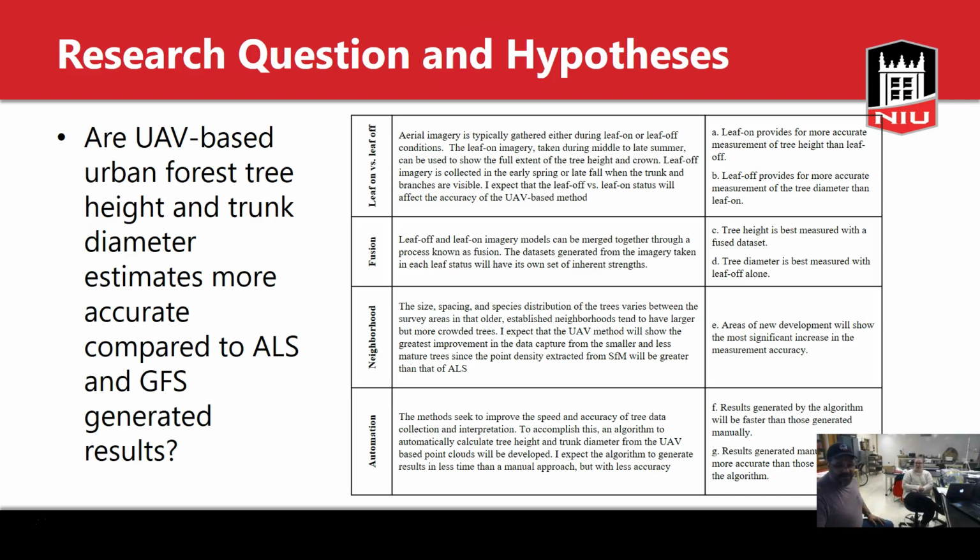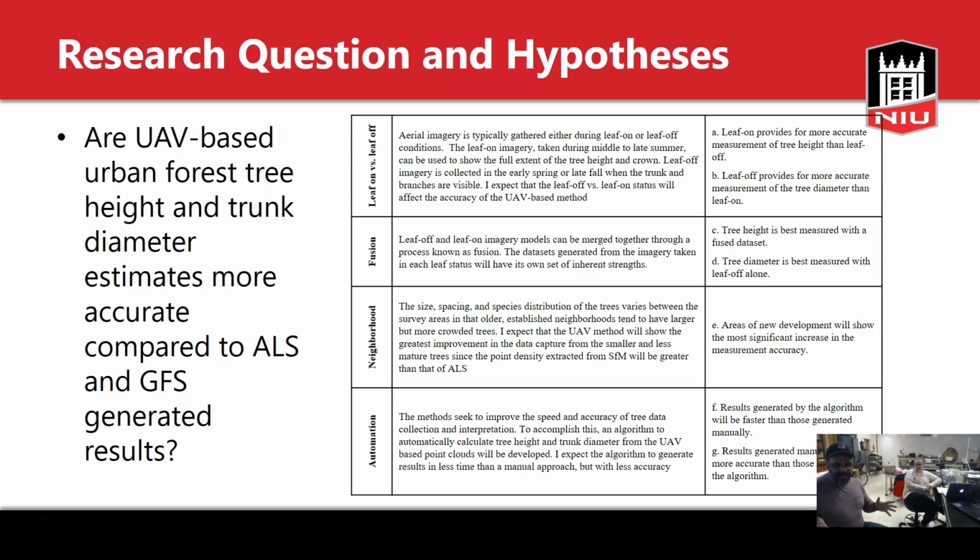The second topic of consideration is a fusion process with these data sets. Because I'm going to have these two separate data sets, I feel that there is going to be some value by taking these data sets and actually merging them together. I think that should improve our tree height measurements, but I still think the leaf off situation will give us our best trunk diameter measurement.